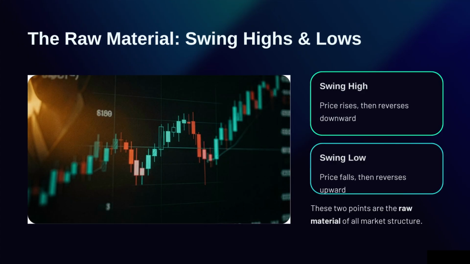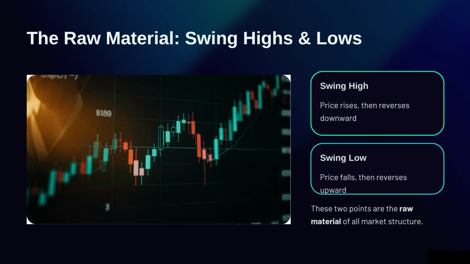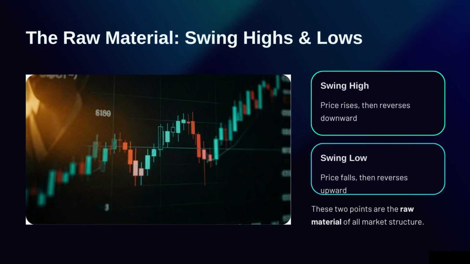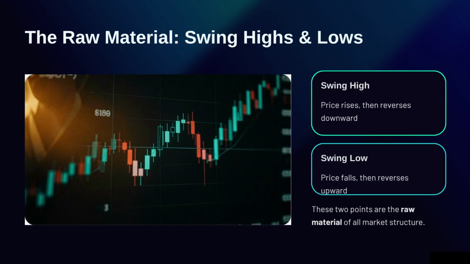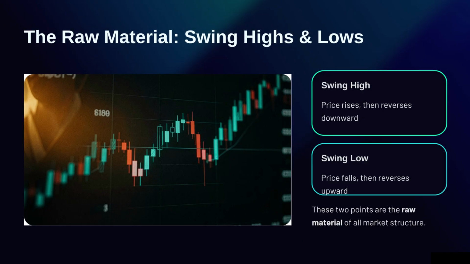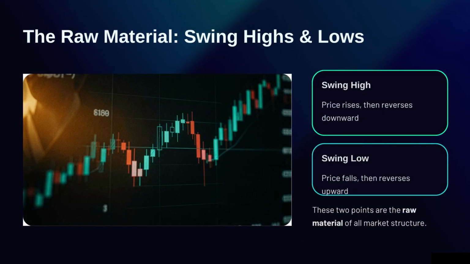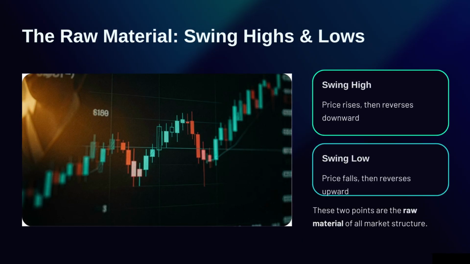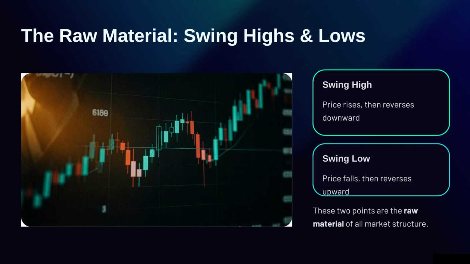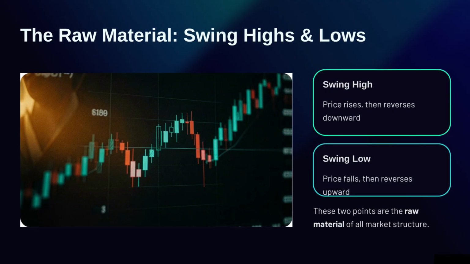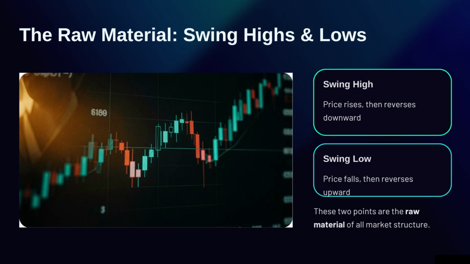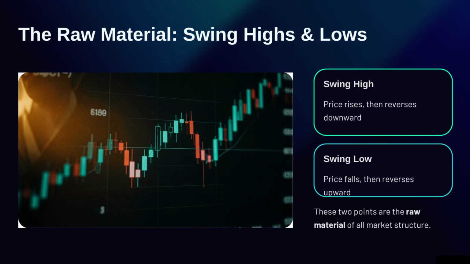Market structure is built from just two things: swing highs and swing lows. A swing high is a point where price rises, then reverses lower. A swing low is where price falls, then reverses higher. That's it. Those two building blocks create every trend you'll ever see.